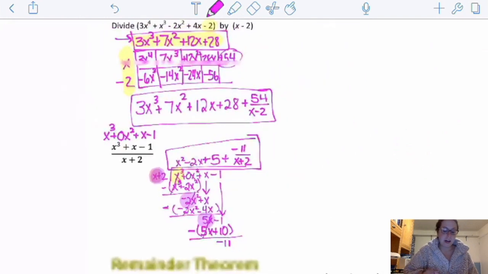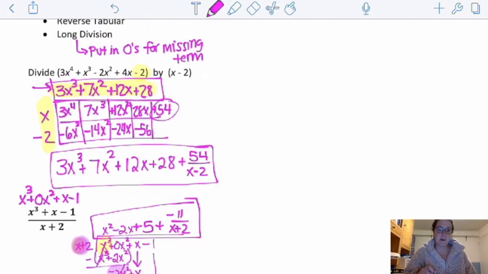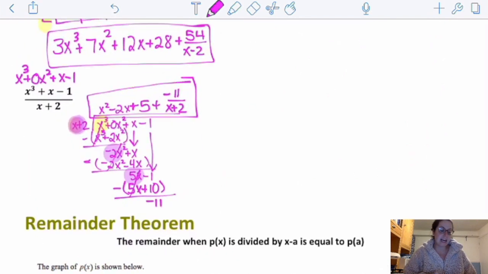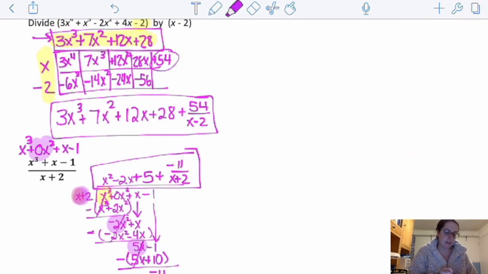Okay. Any questions on division before we go on, please send them to me. Again, I don't care which method that you like better. Choose one, go with it. Just make sure you are really a master of it. And if you're doing long division, remember that you need to put in zeros for any missing terms. And also remember that you're doing subtraction at every step. So remember to distribute out your negative.